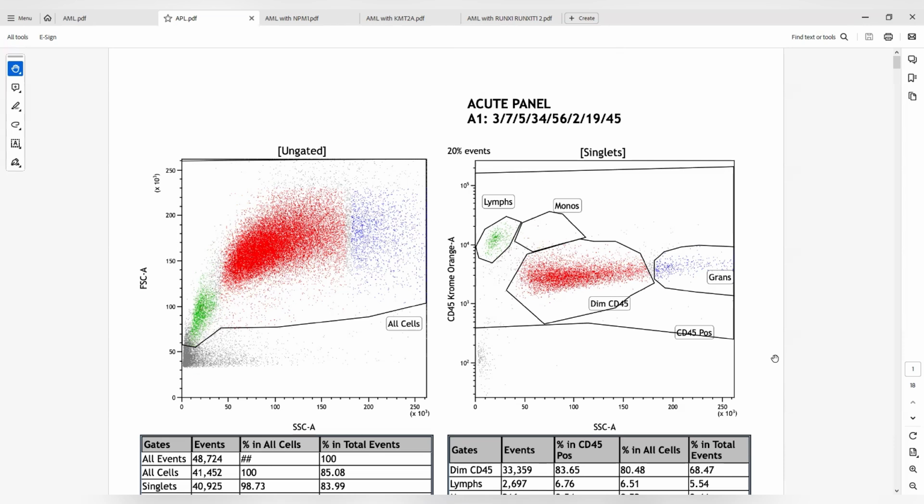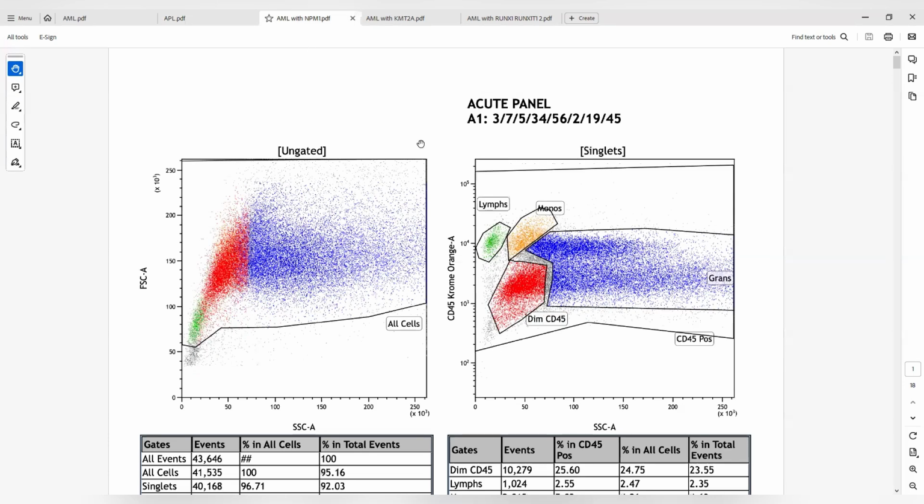side scatter, the bright CD33 expression, as well as the positivity of CD64. CD64 is almost always positive in acute promyelocytic leukemia. So this is an example of APL. Now, let's look at another example.